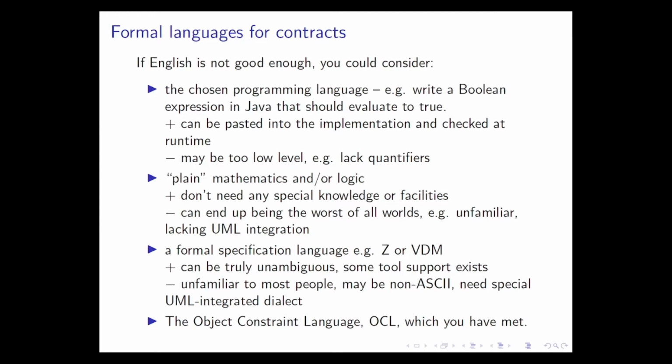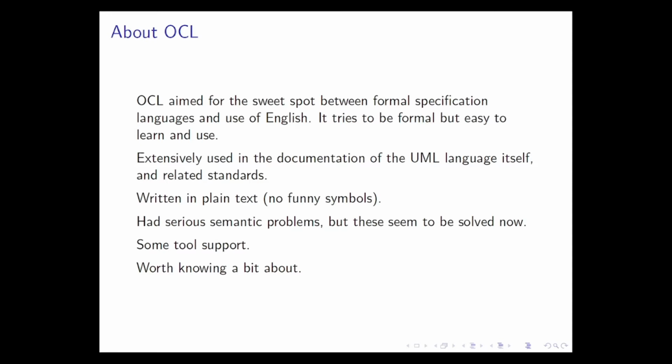Or you can use the Object Constraint Language, which is obviously the intention of this language, and you've met OCL. I'm not going to say a lot more about it so far. Some people like OCL more than other people do, but it's an obvious language to consider for contracts when you're working in UML, or indeed any related language, for example, any domain-specific language that's based on MOF. So it was aiming for the sweet spot between formal specification languages and the use of English, trying to be formal but easy to learn and use. There's some controversy about whether it's really achieved that.